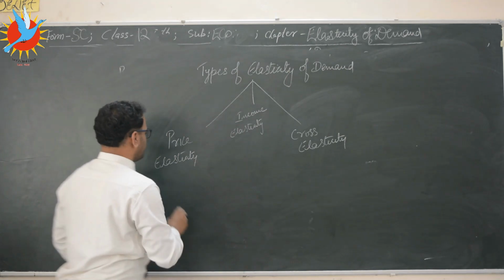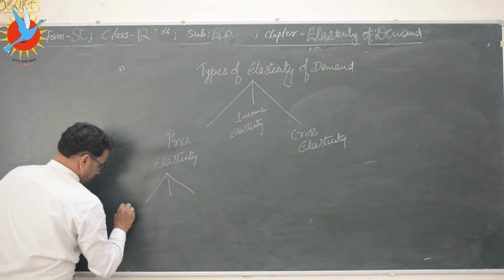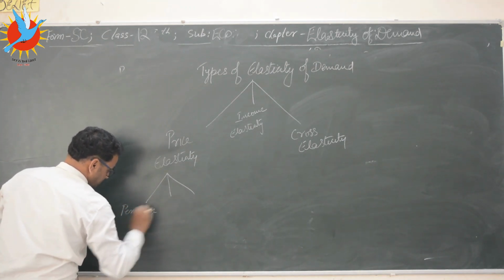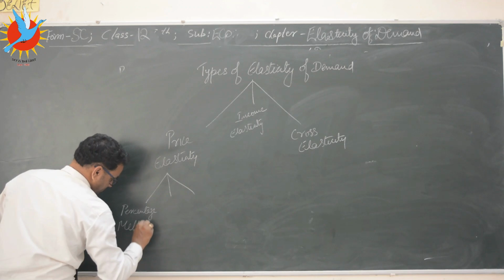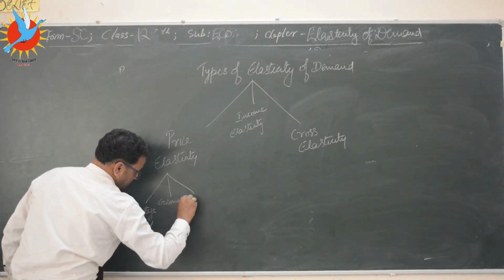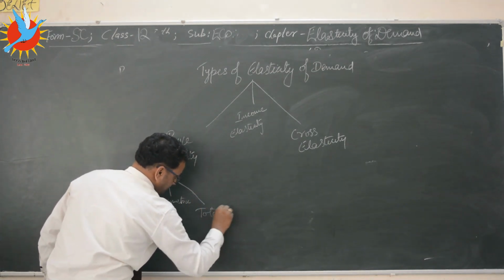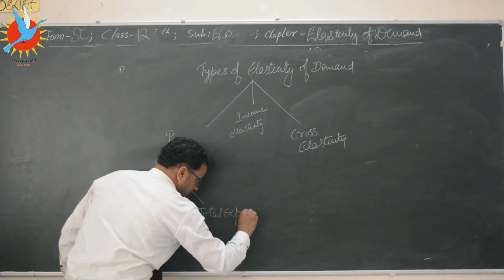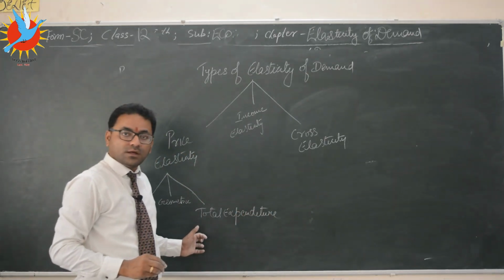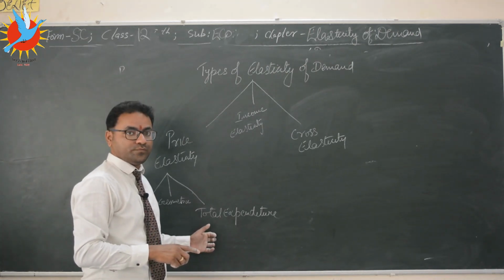In this we have studied price elasticity of demand. It further has 3 methods: percentage method, geometric method, and total expenditure method. In total expenditure we have seen first fundamental, and the remaining 2 fundamentals we will be studying tomorrow.